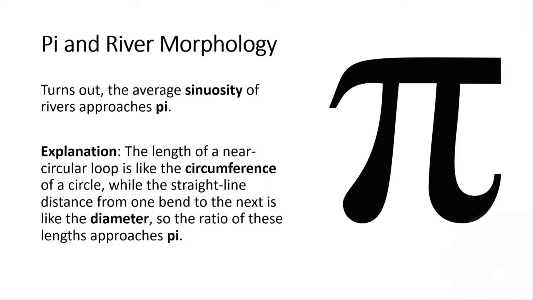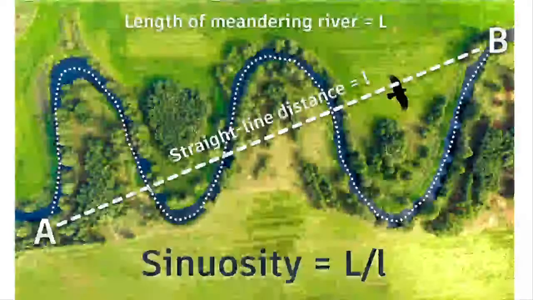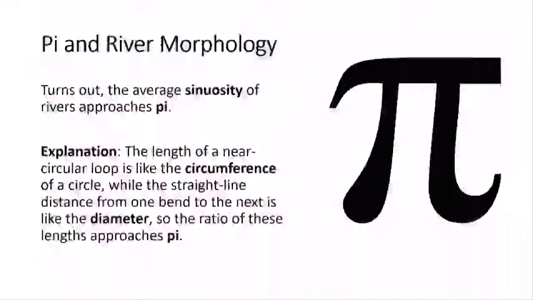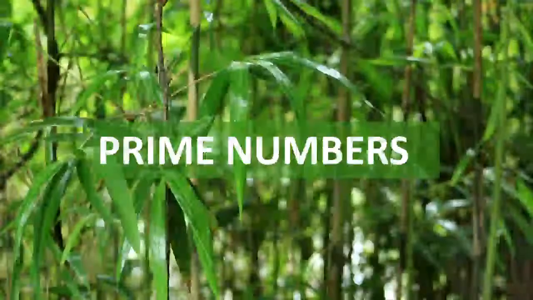But the explanation for it is that the length of a near circular loop, like this loop here, is like the circumference of a circle. And the straight line distance from one bend to the next is similar to a diameter. And so when pi is the ratio of the circumference to the diameter, that's why it would naturally approach pi on average across all the rivers in the world. But I haven't gone in and looked at all the rivers on Google Earth and done this myself, so do your own research.